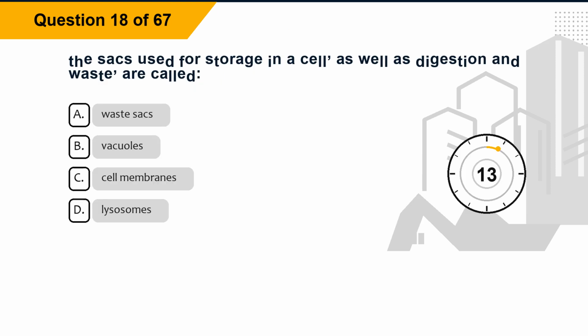Question 18. The sacs used for storage in a cell, as well as digestion and waste, are called option A, waste sacs. Option B, vacuoles. Option C, cell membranes. Option D, lysosomes.